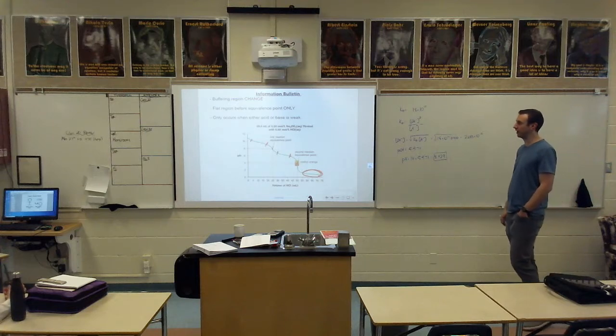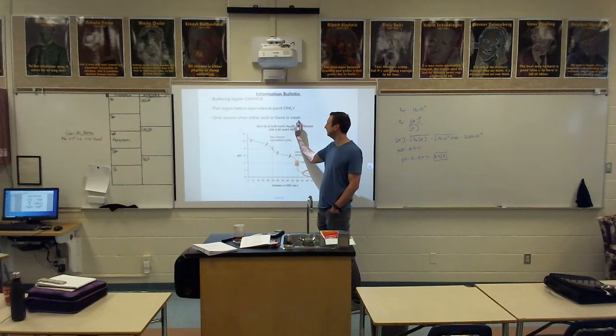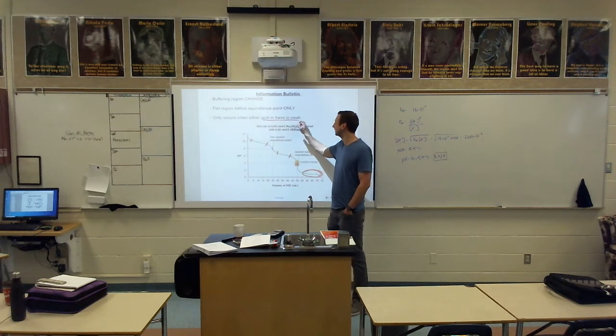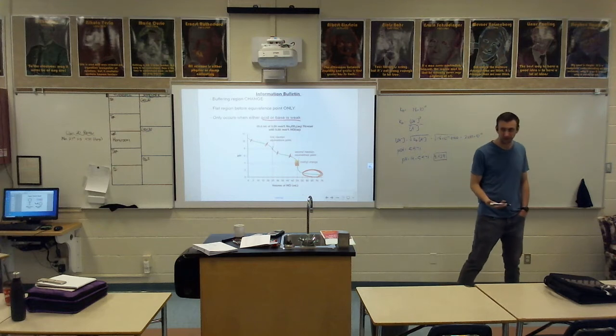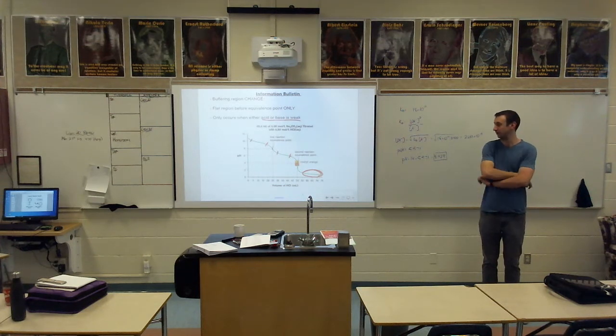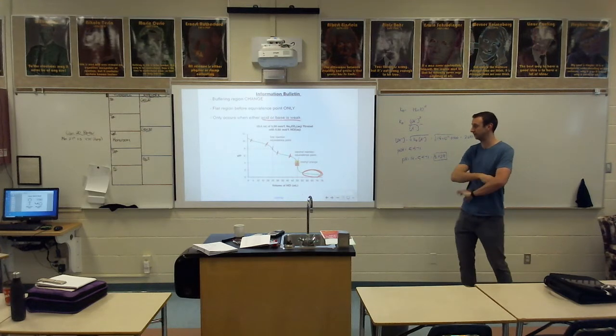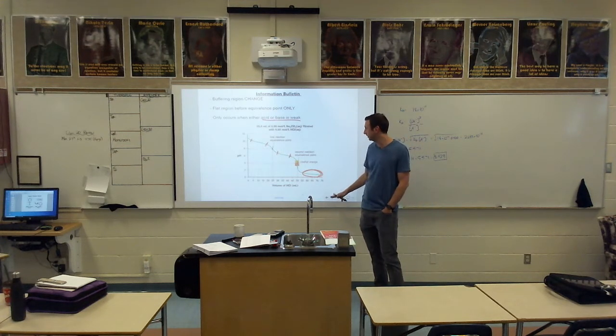Only occurs when acid or base is weak. That's another really important point. So if I had a hydrochloric acid and a sodium hydroxide titration, I don't have a buffering region because I don't have a buffer present. So buffering region is directly tied to the idea of what a buffer is, which is a weak acid and its conjugate base mixed together. If I don't have a weak acid and its conjugate base, then I don't have a buffering region because I don't have a buffer.